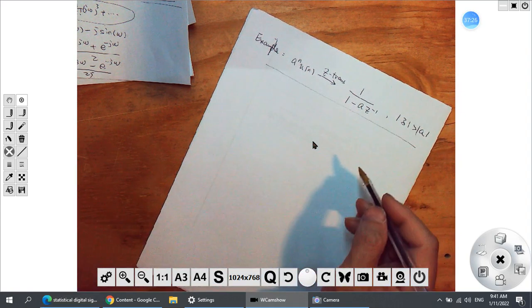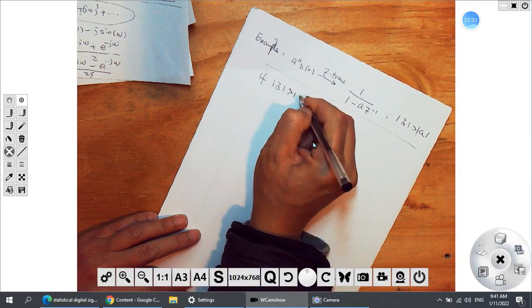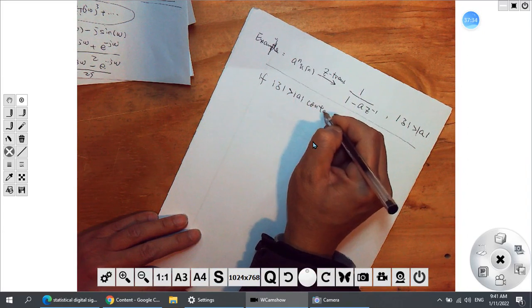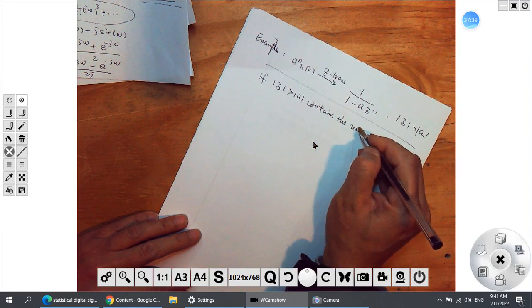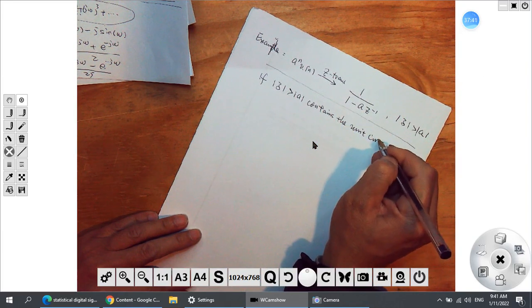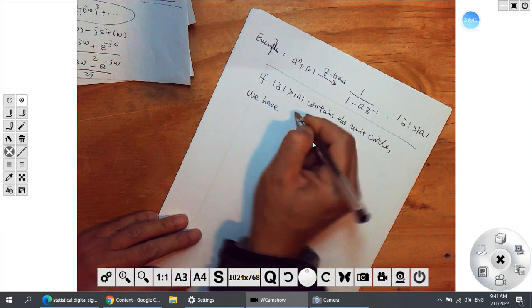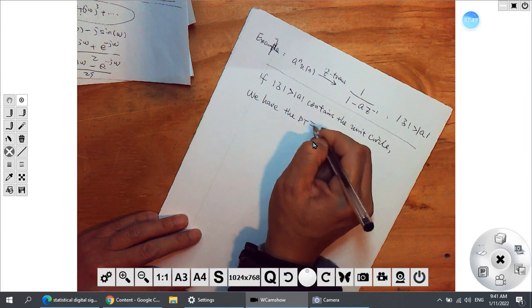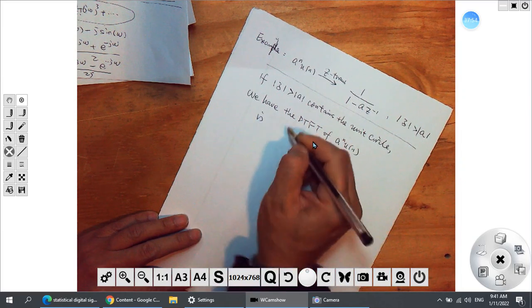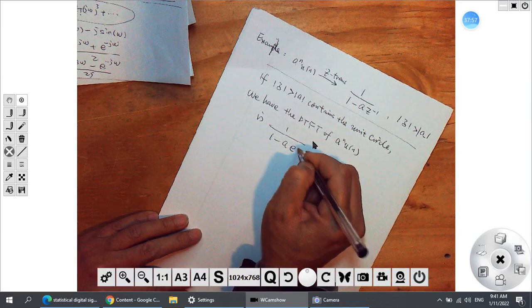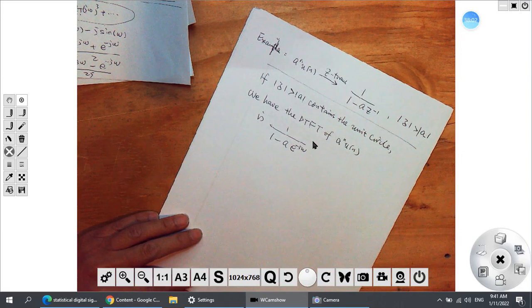Then, if this contains the unit circle, we have the DTFT of a to the n u of n, which is 1 over 1 minus a e to the j omega with negative 1, so this is negative. Okay, we have this. And what is this?